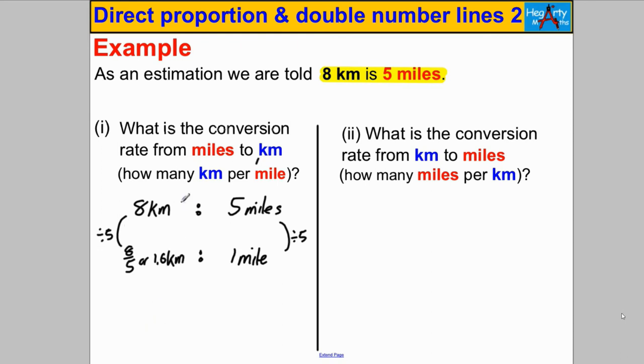All right, so if you were stating your answer, how many kilometers per mile, you could state that 1.6 kilometers per mile. And that is the conversion rate, okay, from miles to kilometers. Every 1 mile is 1.6 kilometers.